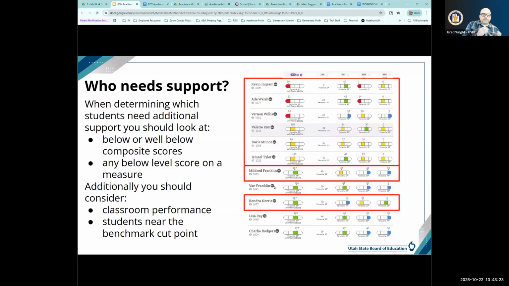Gosh, this student, it's surprising that they scored this way, whether higher or lower, because when we're doing tests or when I'm observing them in the class, they seem like they get it. So what was going on? And then also paying attention to students who are right at that benchmark cut point. Like we said earlier, trying to push them and move them to above benchmark is what we're aiming for, to really help them solidify the skills.